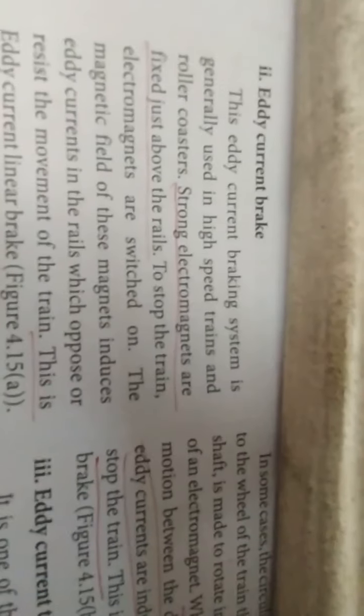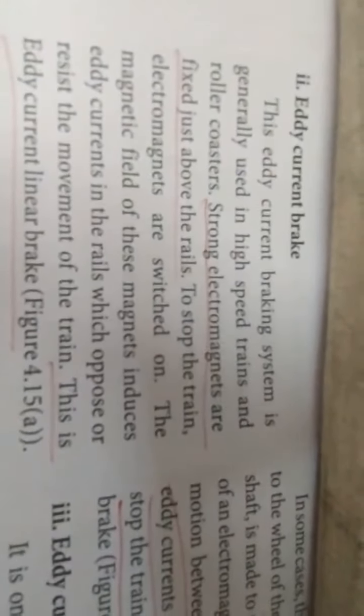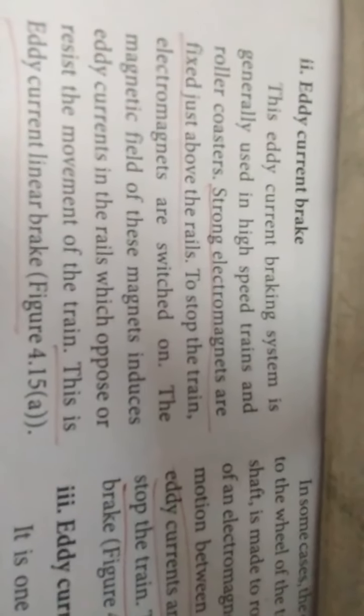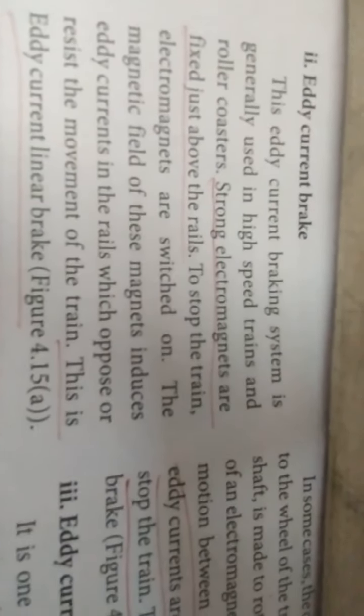Now we shall see about the eddy current brake. This eddy current brake is mainly used in trains. Strong electromagnets are fixed above the rails, and these strong electromagnets are switched on to stop the train. That is the main thing. There are two cases, the linear brake and the circular brake. We shall see the linear brake first.